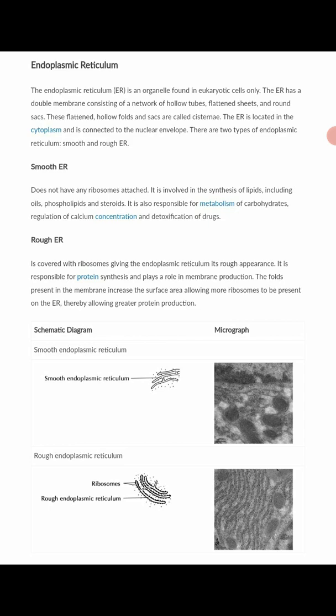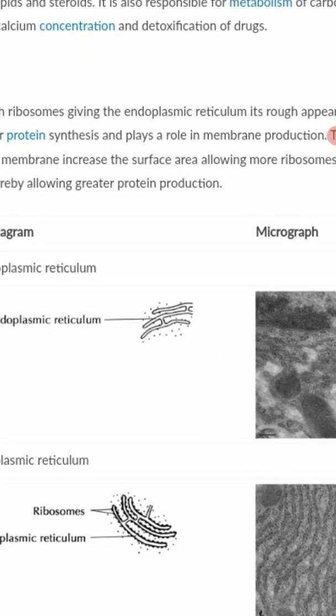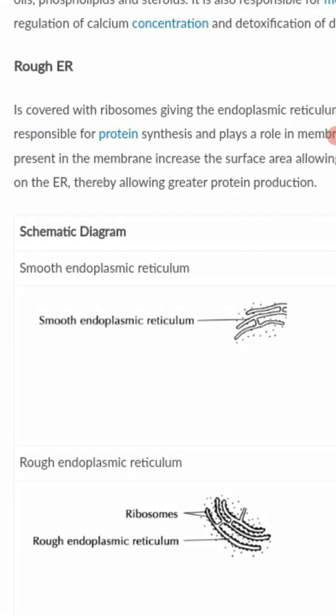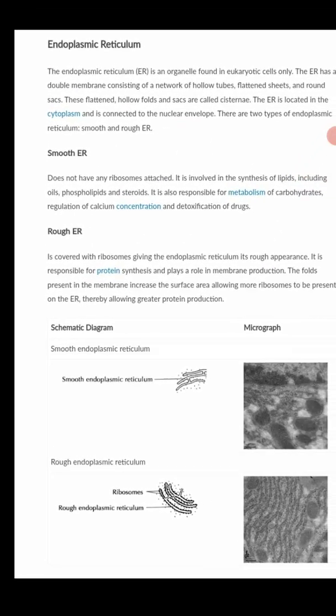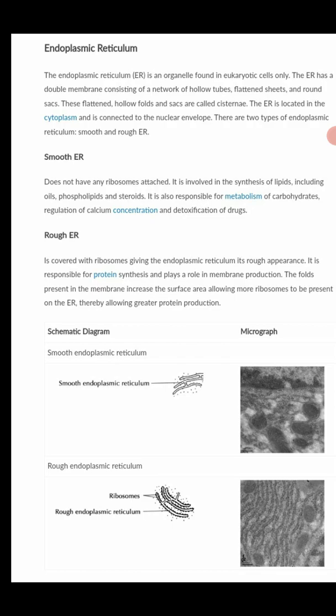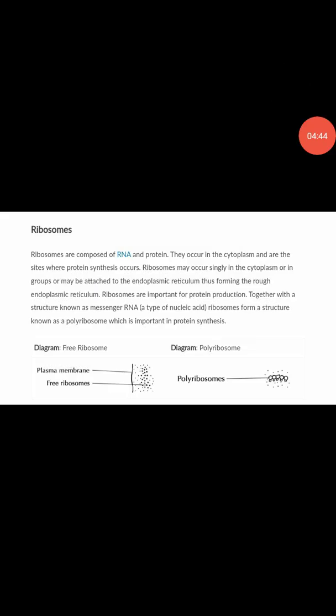So we have the schematic diagram below. You can see the smooth endoplasmic reticulum and the rough endoplasmic reticulum. So that's the endoplasmic reticulum. Next is ribosomes. When I'm done with all these, at the latter end of this video recording, we'll see a summary of everything we've looked at, so that if you missed the previous classes, you can follow up by having that summary with you.